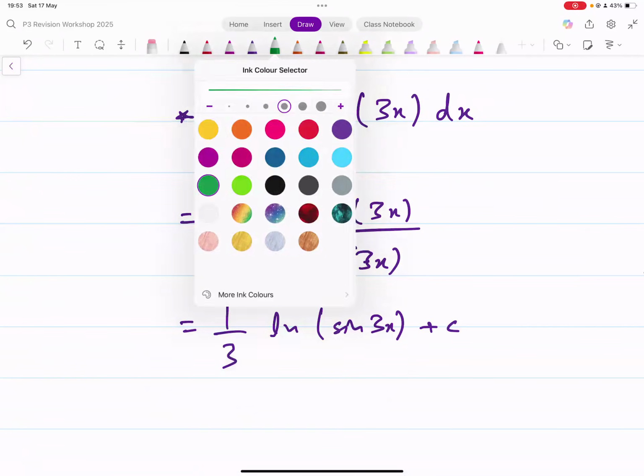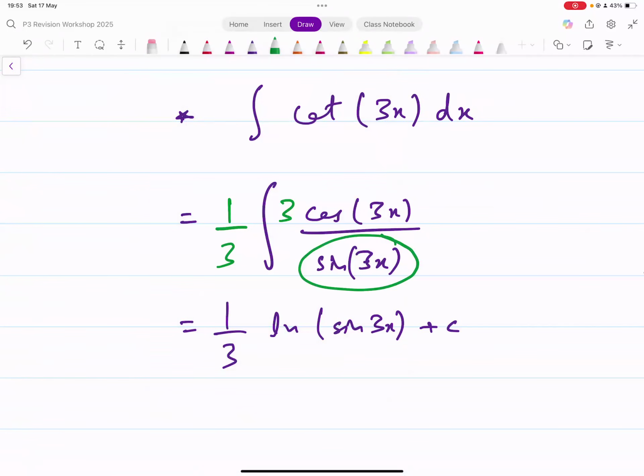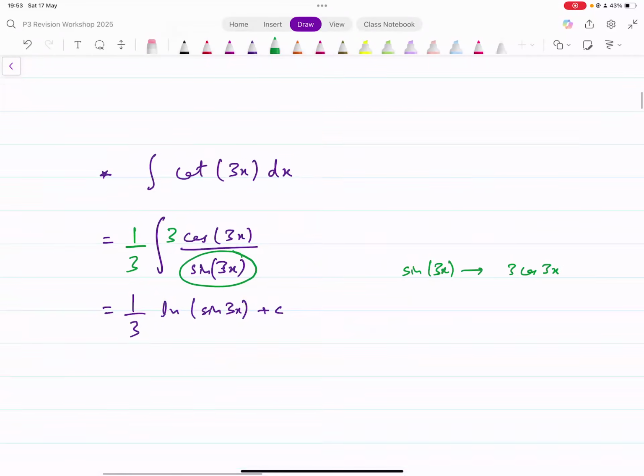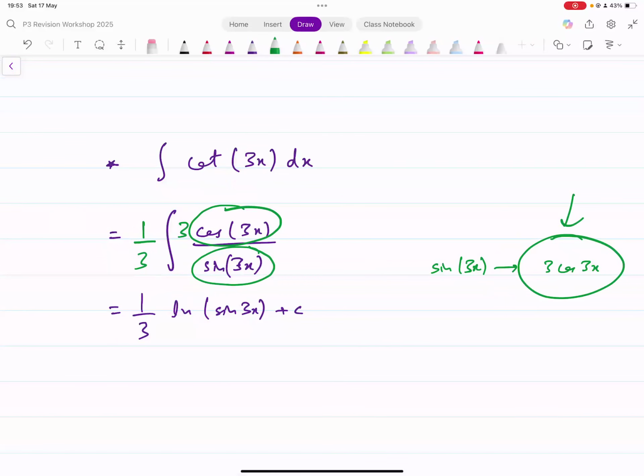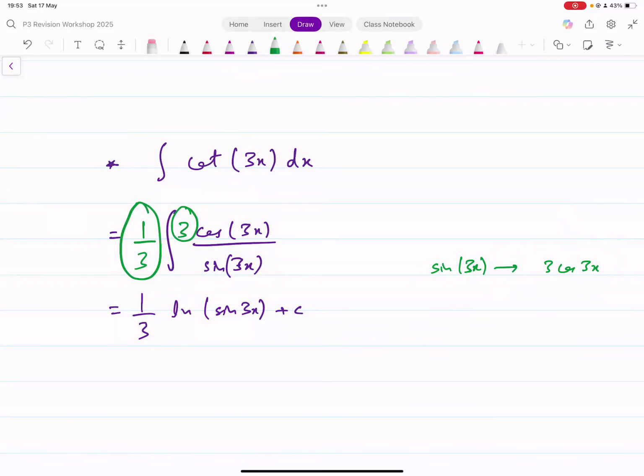Now, when we do that, what's the derivative of sine 3x? Derivative of sine 3x is actually 3 cos 3x. We only had cos 3x in the numerator. To make that 3 cos 3x, what we do is we multiply by 3 inside, and to balance that, we divide by 3 outside. And now the inner part follows that condition where numerator is the derivative of denominator. So integration of this is going to be just log of sine of 3x, and we have this 1 over 3 outside as it is. That's what the integration becomes.